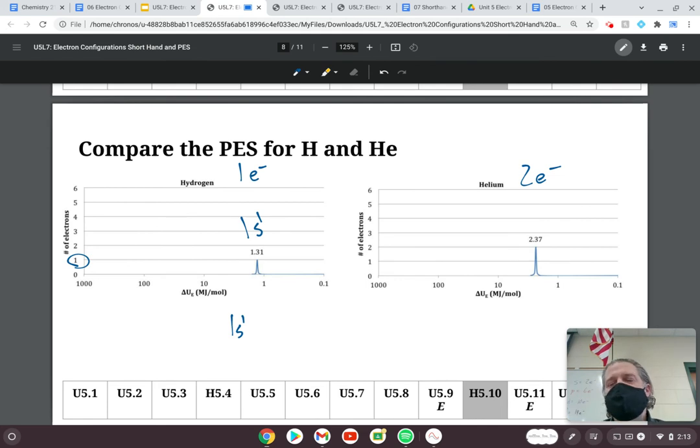The helium one has 1 peak as well, and that 1 peak reaches the 2 electron bar. So that leads me to believe that it's going to be like S2. But specifically, because there's only 1 peak, it's going to be a 1s2. So that tells me that the electron configuration for helium is going to simply be 1s2.